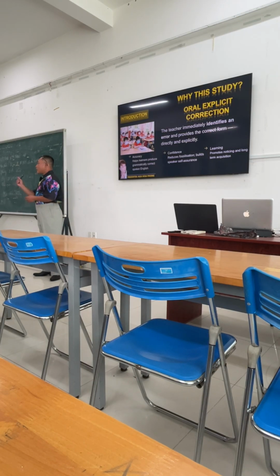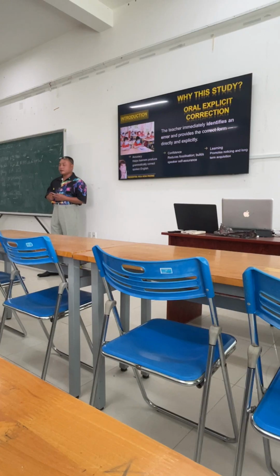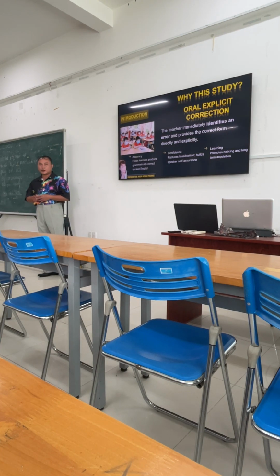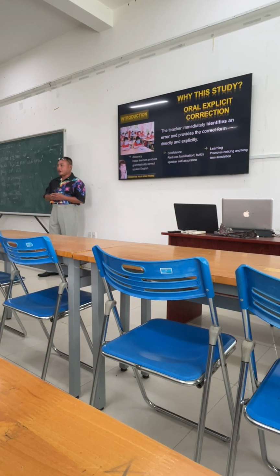Could you tell me what oral implicit correction is? I think it is a type of corrective feedback. That's right. When students make a mistake while speaking, the teacher corrects them immediately and gives the correct form. For example, if a student uses wrong grammar or pronunciation, the teacher gives the correct answer right away.